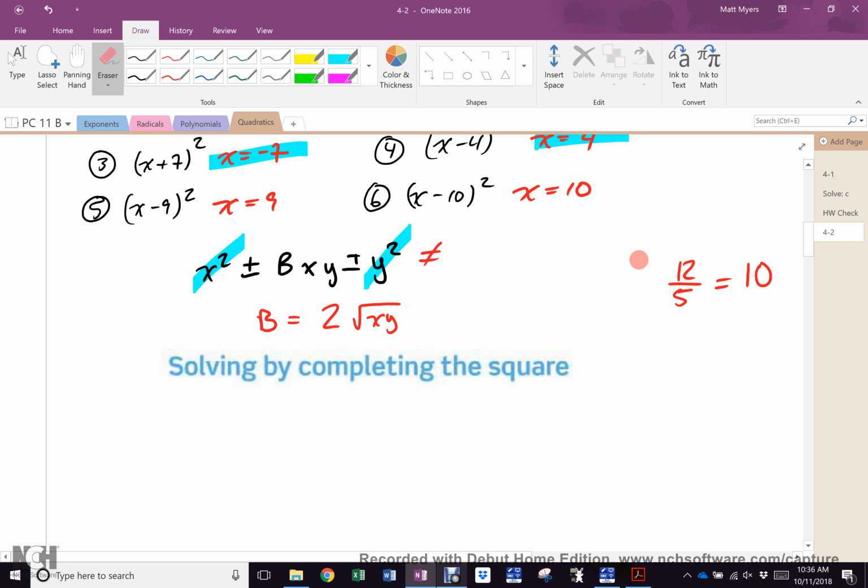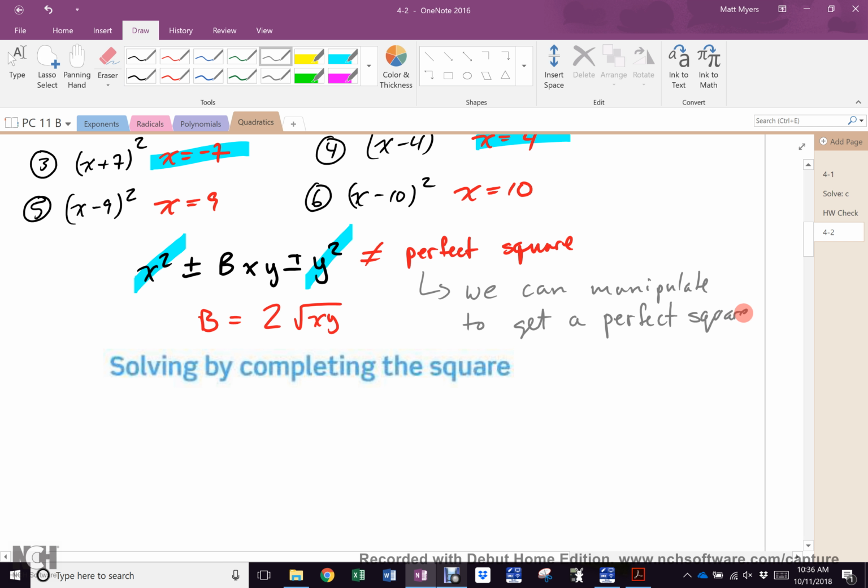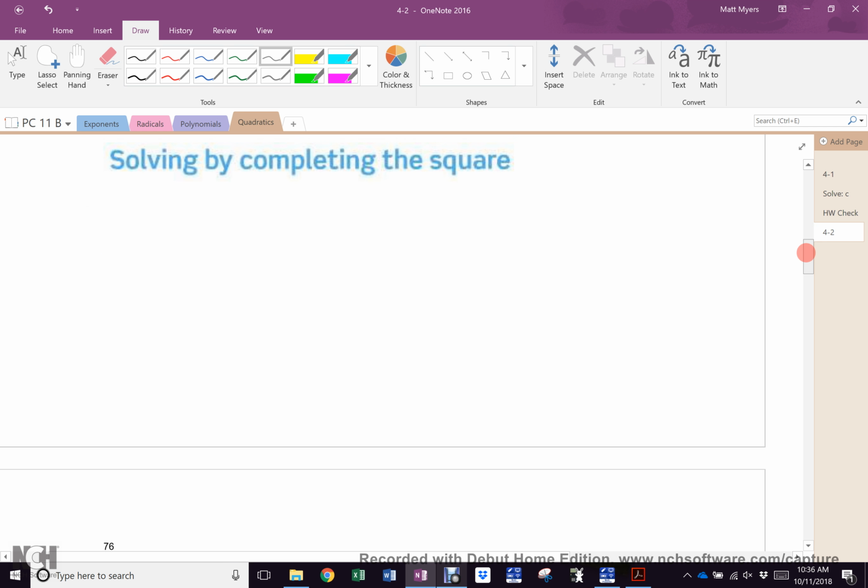Okay. So you all know you can do algebra to change the look of something to make it easier. So if this doesn't equal a perfect square, then we can manipulate it to get a perfect square. Is everybody cool? Everybody good? Okay, so I'm going to write out the steps to do this.